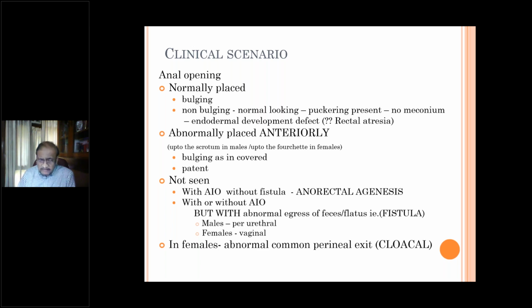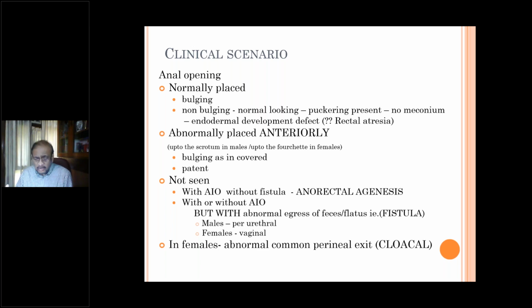It is bulging. We know the feces come to that point. It's patent but not showing any signs of feces, or showing signs of feces, but the opening is at an ectopic place. Right? The third could be that you're not seeing it at all.